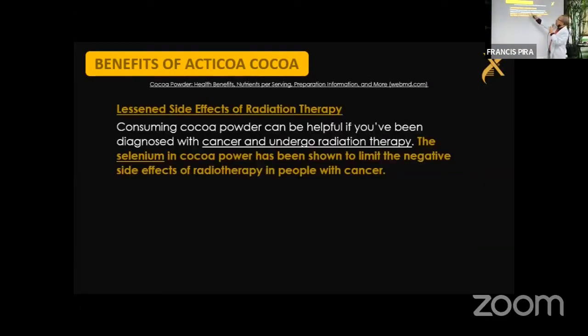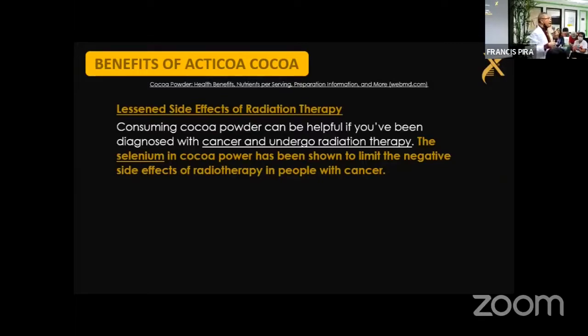So it lessens the side effects of radiation therapy. Because radiation is a free radical, right? So if you have taken some radiation therapy, then your flavonol is the most important neutralizing agent after radiation therapy. So we can actually recommend our product for people that have taken radiation therapy, because the flavonols will now scavenge all the free radicals that are given off by radiation. Okay.